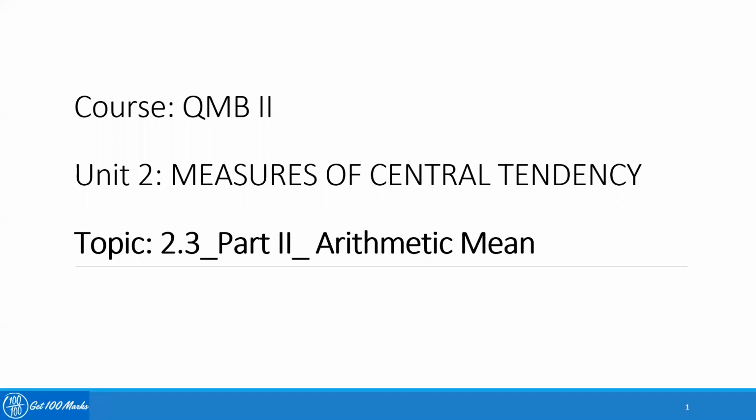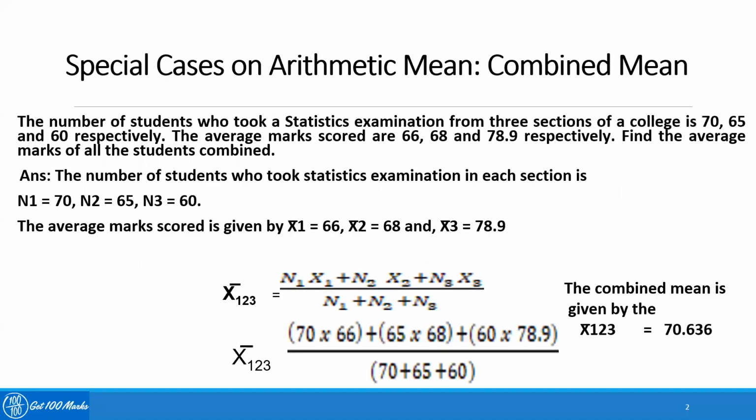Everyone, welcome to Unit 2, Measures of Central Tendency. This is a continuation of my earlier video. These are the special cases of arithmetic mean. The first case of arithmetic mean which we will be discussing today is combined mean. Let's see this particular case with an example.